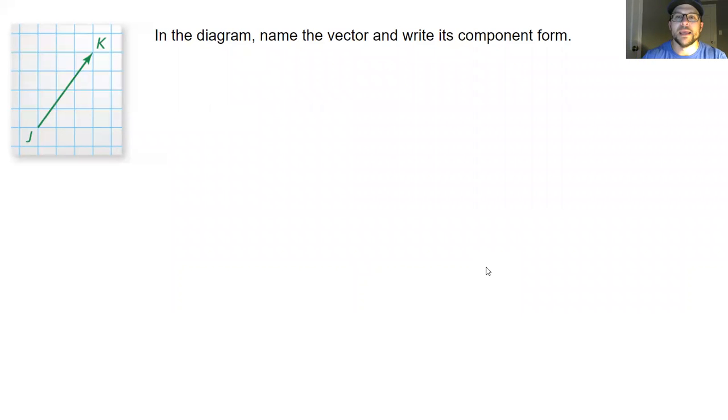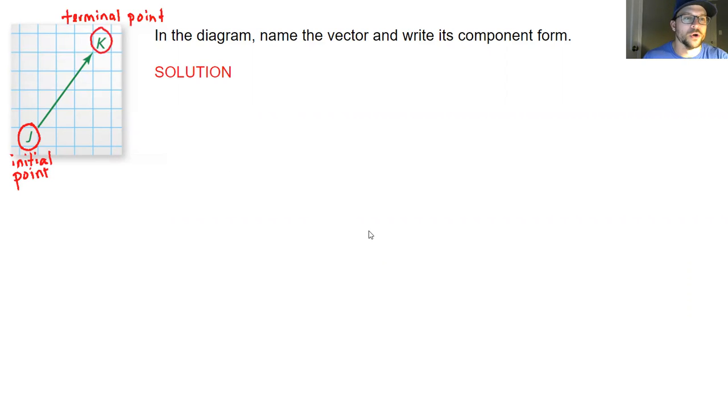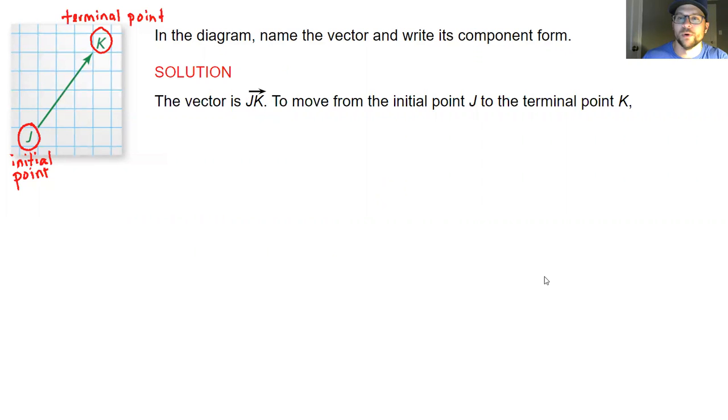So in the diagram, name the vector and write its component form. So it looks like we're starting at the initial point J and then translating up to the coordinate point K. So there's our starting point, or initial point is another way we can describe that. And moving to our terminal point, which is K. So the vector is the line JK. It's going to look like the ray symbol that we've used before when describing lines. Mainly it tells you the order when you're starting at J and moving to point K.